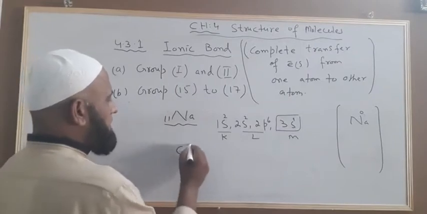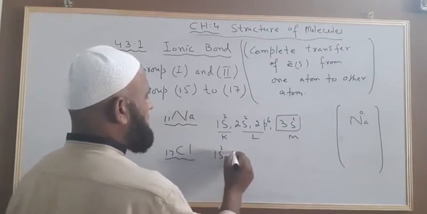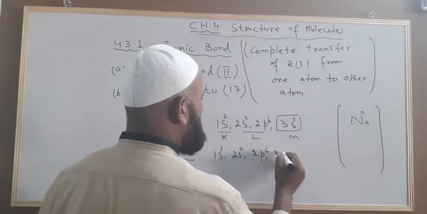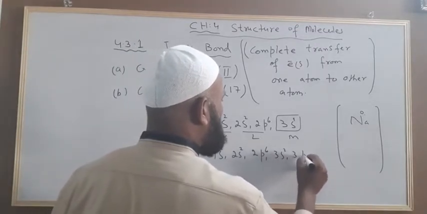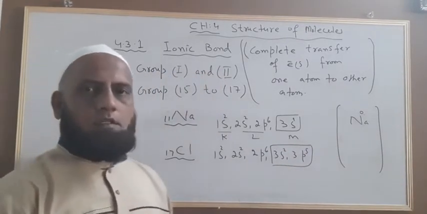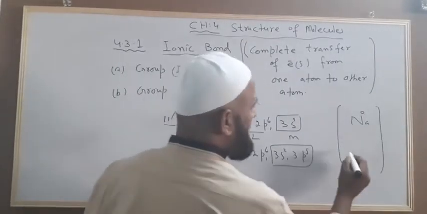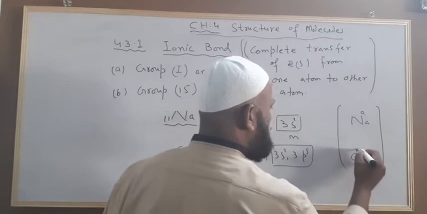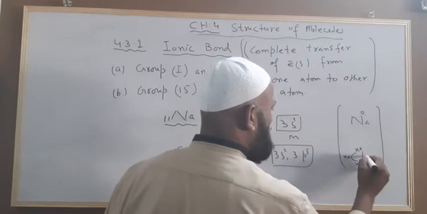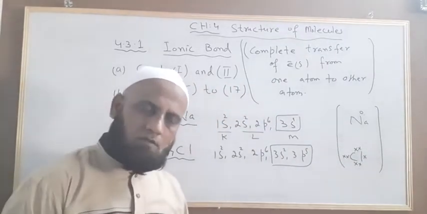In case of chlorine, the atomic number of chlorine is 17. So its electronic configuration would be 1s2, 2s2, 2p6, 3s2, 3p5. So in chlorine, there are 7 electrons in the valence shell. Those 7 electrons can be represented by Lewis structure formula, or we can say dot and cross formula. These are the 7 electrons of chlorine.